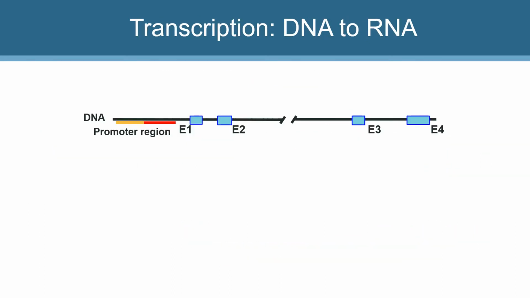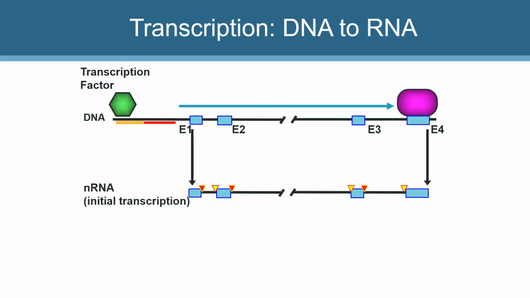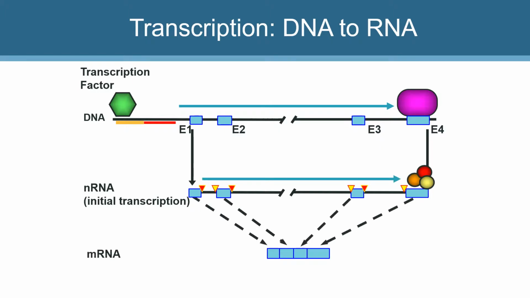To initiate transcription, a transcription factor complex binds to DNA, enabling the transcription machinery to do its job. The initial phase of transcription replicates the gene from the start to the stop codons. A second round of processing, in which the splicing machinery removes intronic sequence, converts nuclear RNA to messenger RNA.